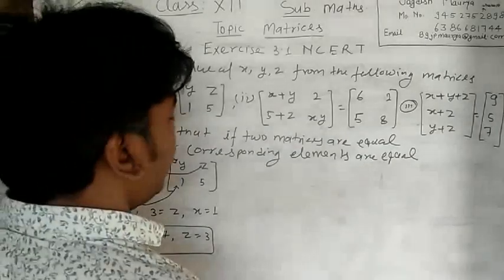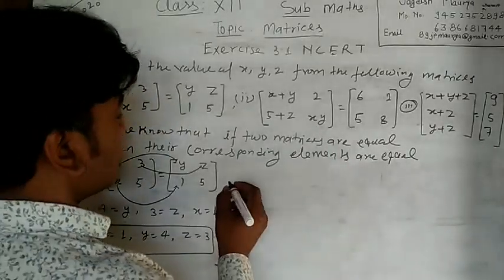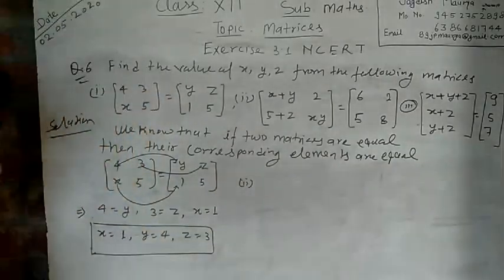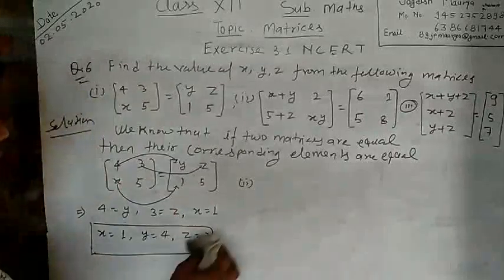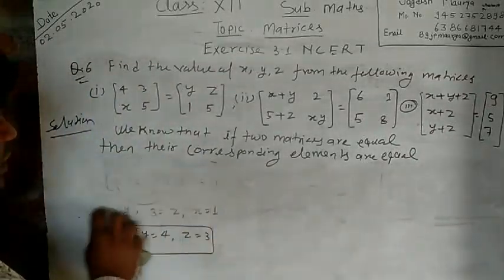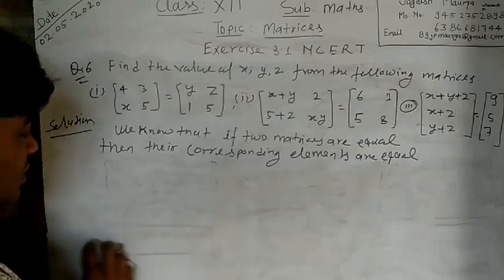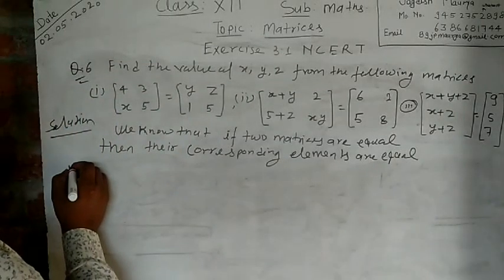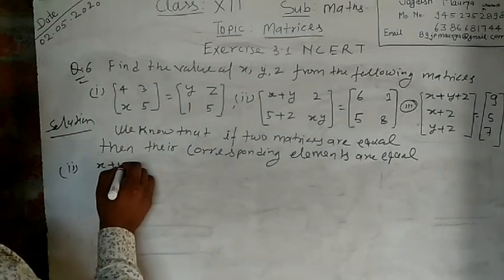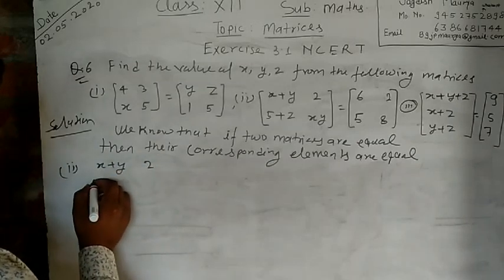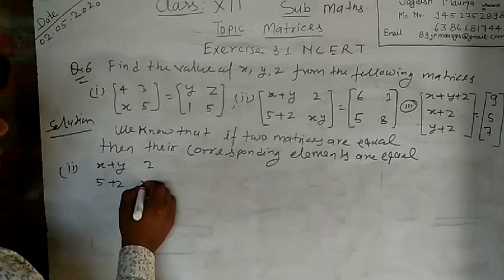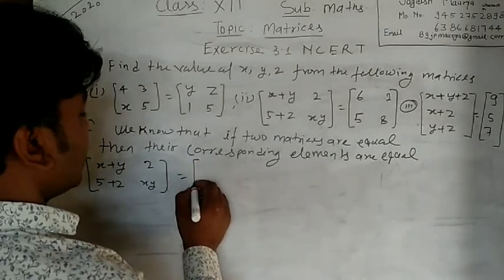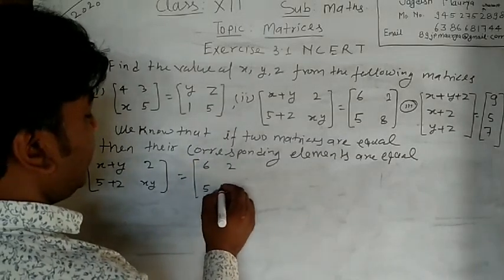Now we solve the second part. Second is given: x plus y, 2, 5 plus z, xy equal to 6, 2, 5, 8.